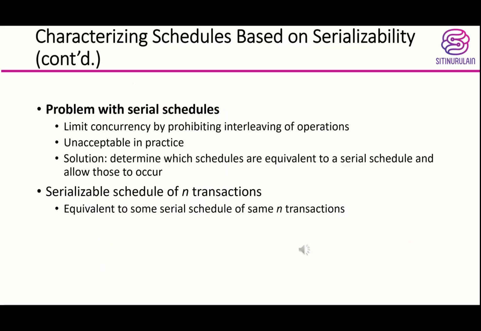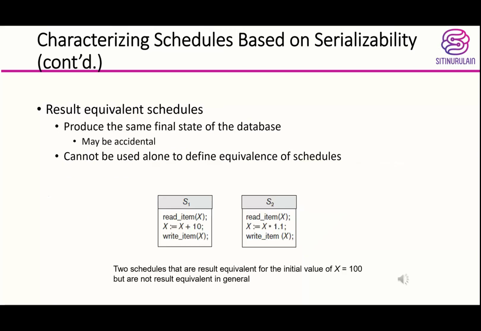Problem with serial schedules: they limit concurrency by prohibiting interleaving of operations. Unacceptable in practice. Solution: determine which schedules are equivalent to a serial schedule and allow those to occur. A serializable schedule of n transactions is equivalent to some serial schedule of the same n transactions.